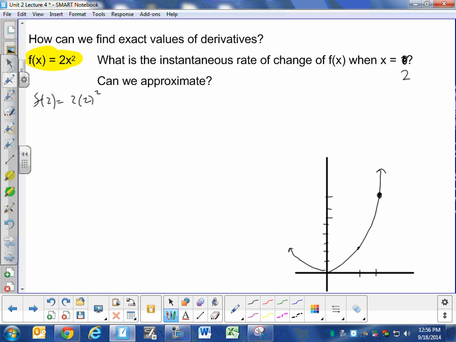So I could ask you now, what's the instantaneous rate of change of f of x when x equals 2? You know that's the same as what is f prime of 2, or what's the derivative of f at x equals 2? And you know that's the same thing as what is the slope of the tangent to your function at x equals 2?